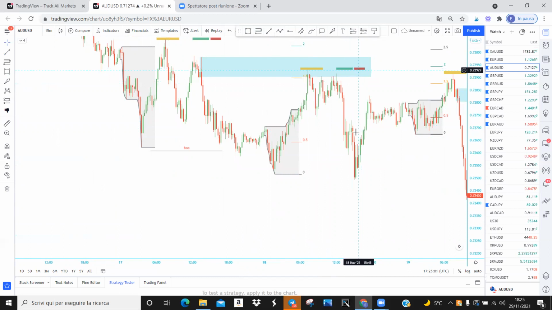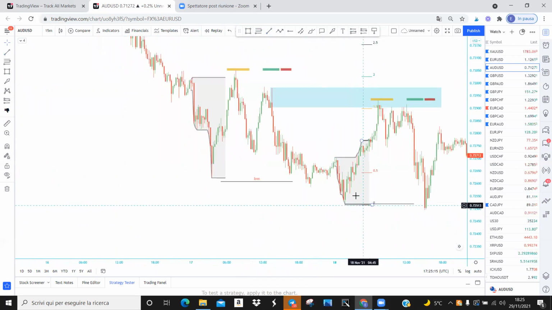Then what do we have during London close? London close pullback. But anyway, where can you have your target? Just use this low as liquidity. Okay, liquidity low. Because what does the Asian range have? As I said in the first lesson, it has liquidity above and below it.